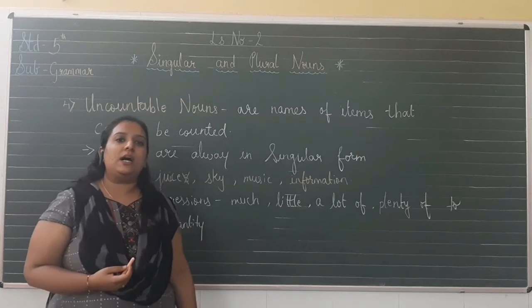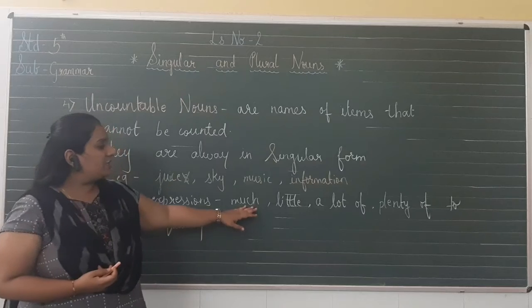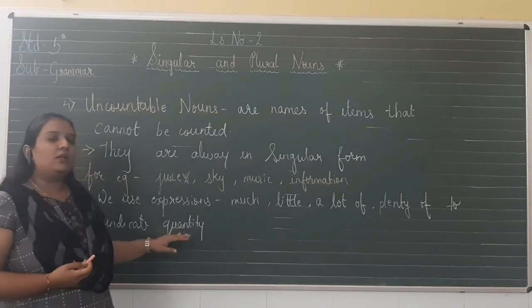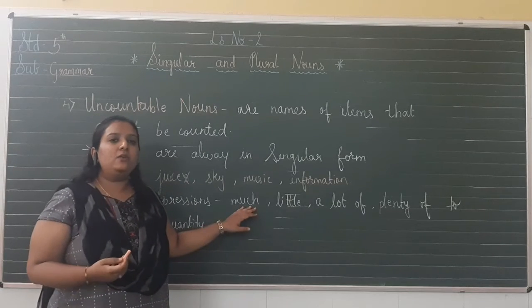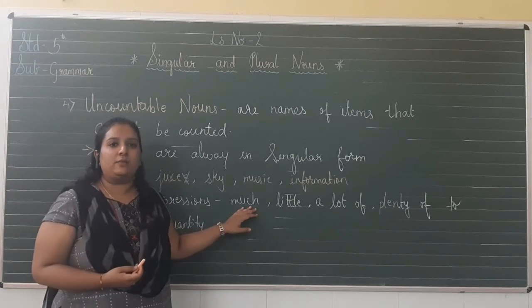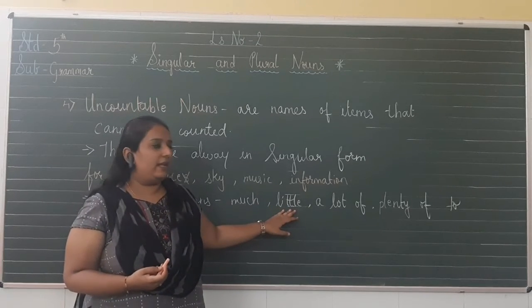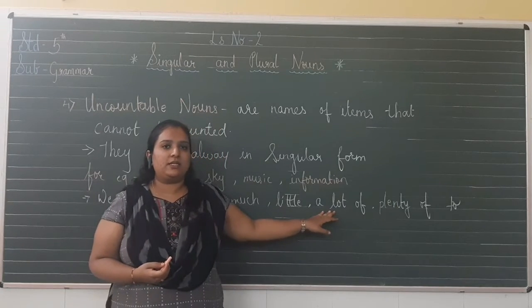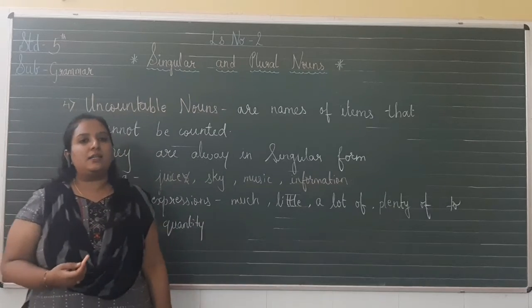What all other expressions can be used with uncountable nouns? We use much, little, a lot of, plenty of to indicate the quantity of uncountable nouns. For example, much. I don't like too much sugar in my cup of tea. Or I can say little. There is little work left. I can say a lot of water is there in the bucket. So I can use these expressions to indicate the quantity of uncountable nouns.